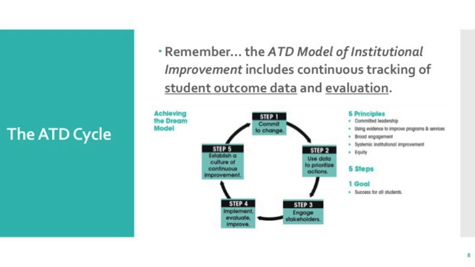So in the implementation plan, each college will have the opportunity to set certain priorities, and these priorities will be based on your analysis of your student outcome data. And so this ongoing evaluation really is a cycle. I've included the ATD model of institutional change visual here for you, and that is to show you that this is really an ongoing cycle, and so we want you to think about how you will continually monitor your actions to determine whether they're getting the results that you would like.